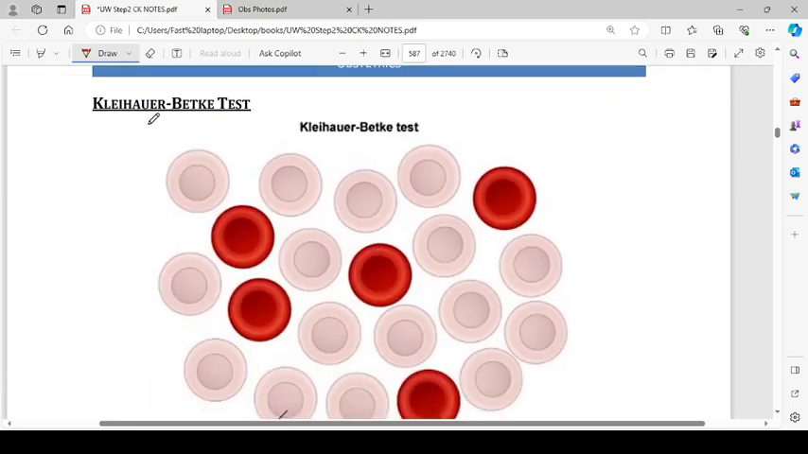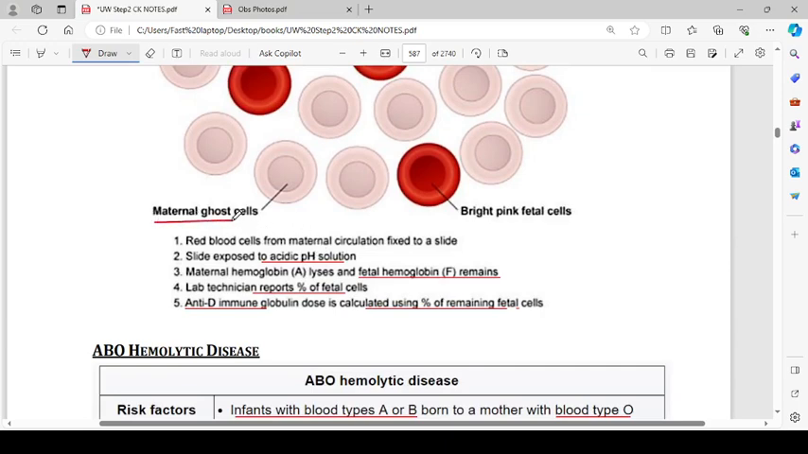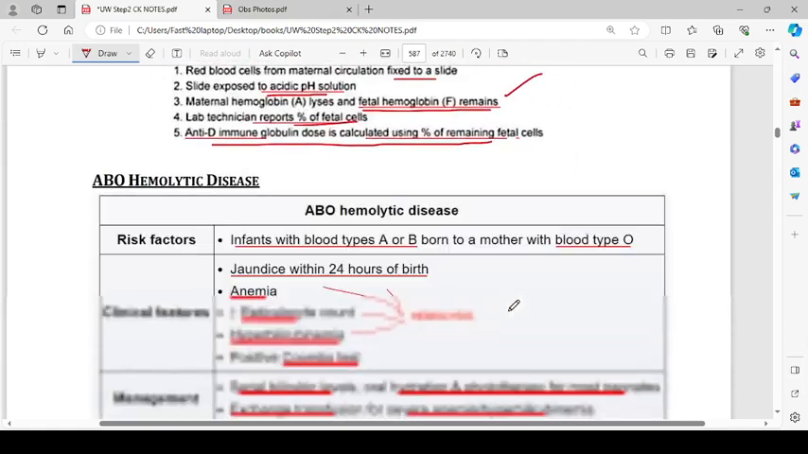Then we have the Kleihauer-Betke test. So it is done like this: maternal ghost cells and bright pink fetal cells. Red blood cells from the maternal circulation are fixed to a slide. The slide is exposed to an acidic pH solution. Maternal hemoglobin A lyses and fetal hemoglobin F remains. The lab technician reports the percent of fetal cells. Anti-D immunoglobulin dosage is calculated using the percent of remaining fetal cells.